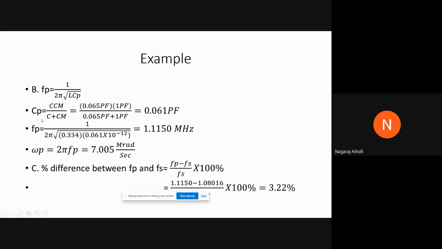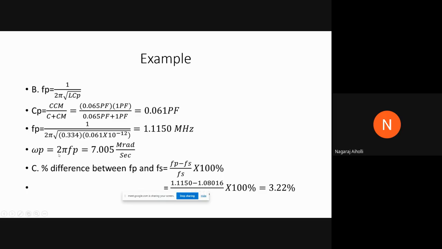Substitute this value of Cp in the previous equation for Fp. That is, Fp will be equal to 1 upon 2 pi square root of L, which is 0.334, into Cp we have calculated just now, that is 0.061 into 10 raised to minus 12. If we simplify this, we get 1.1150 megahertz. The value of parallel resonant frequency is 1.1150 megahertz, that is 1.1150 into 10 raised to 6 hertz.